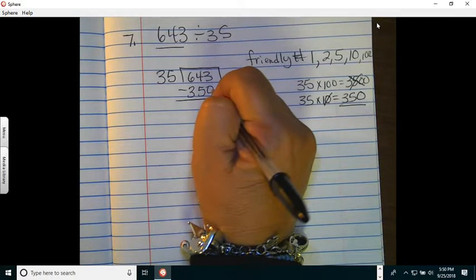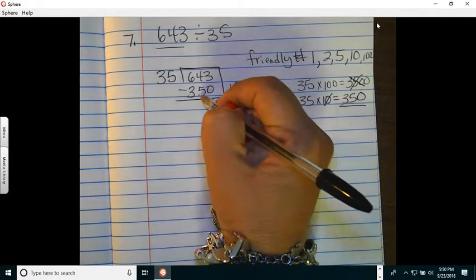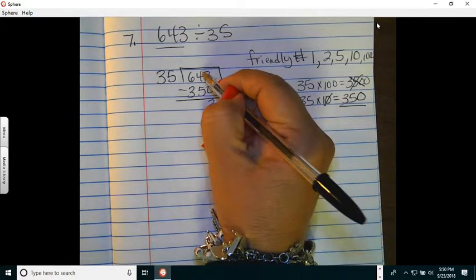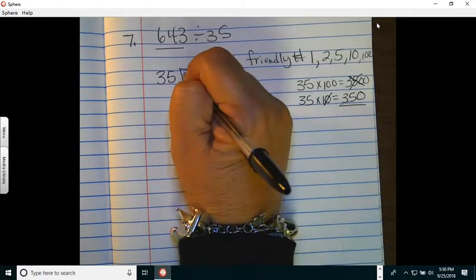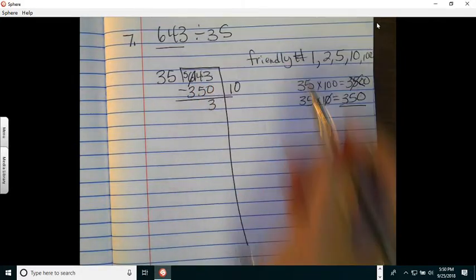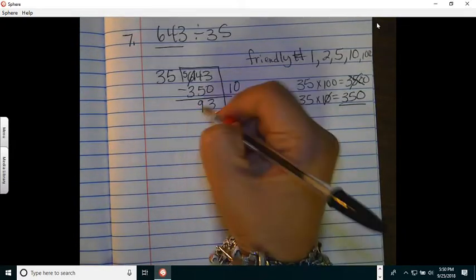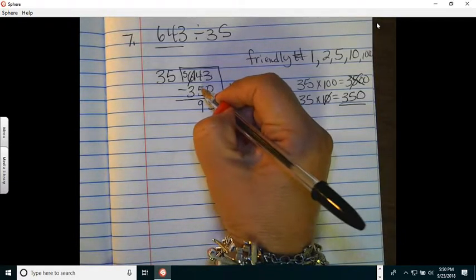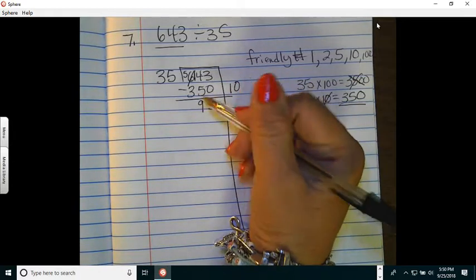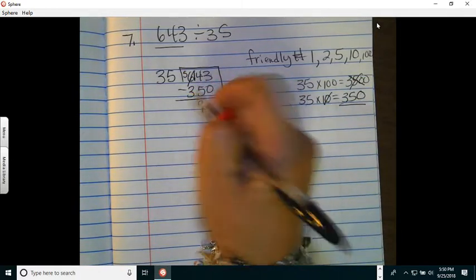3 minus 0 is 3. I cannot take 5 out of 4. I need to regroup. So this now becomes a 5. Bring my 1 over. Now I have 14 minus 5. What is 14 minus 5? 9. Because if I take 1 out of here, it's 10, and with 4 left over is 14. 5 minus 3 is 2.